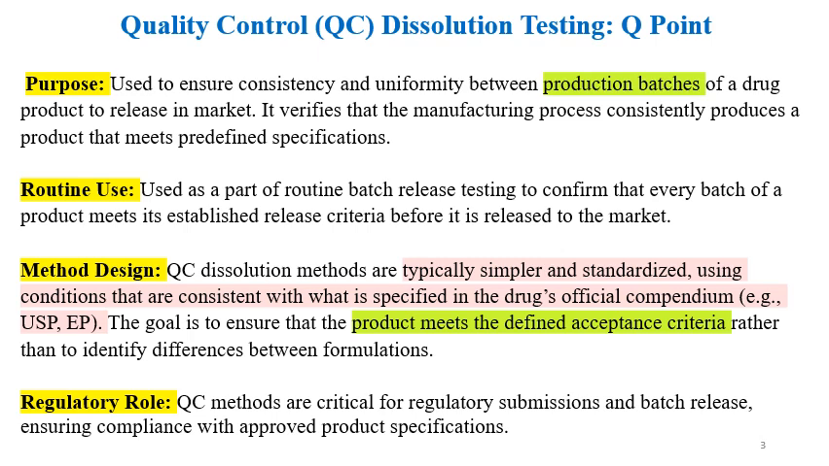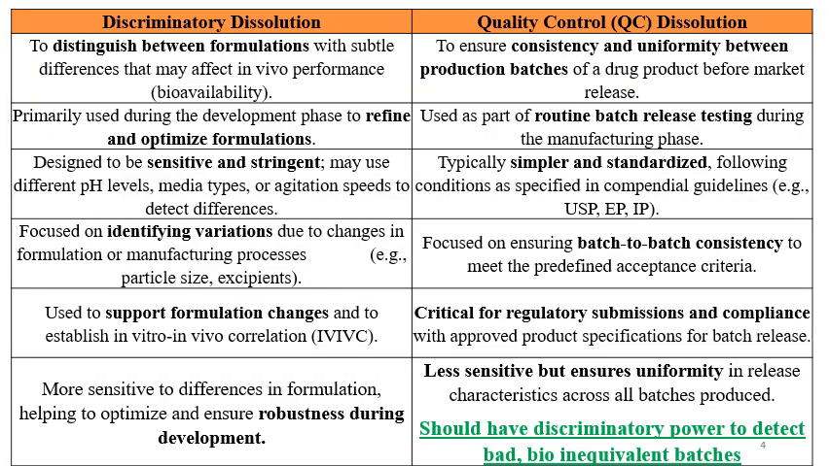Regulatory role of QC dissolution method. QC methods are critical for regulatory submissions and batch release, ensuring compliance with the approved product specifications. So the Q point, the dissolution parameters, and the specifications of the QC dissolution testing are approved by the regulatory authorities to release the manufactured batch into the market. So this is regarding the quality control dissolution testing and discriminatory dissolution testing. Now we will see the differences.